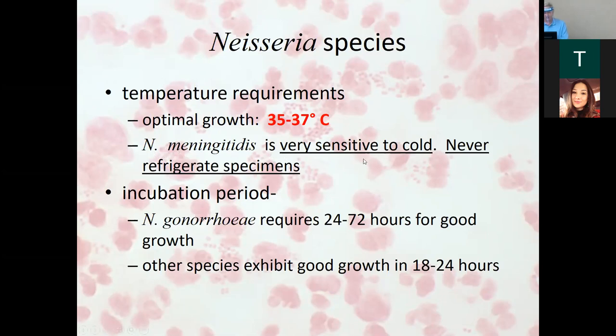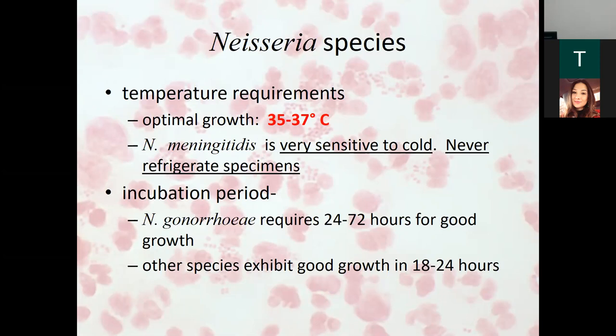Neisseria meningitidis is very sensitive to cold. We never refrigerate the specimen. That's key. So we have this patient having problems, and where does this play in real life? Anybody want to take a shot? Sample stored in cold. How could that happen without us knowing? Who's working? Anybody working in a hospital? I thought we'd have some people working in a hospital.